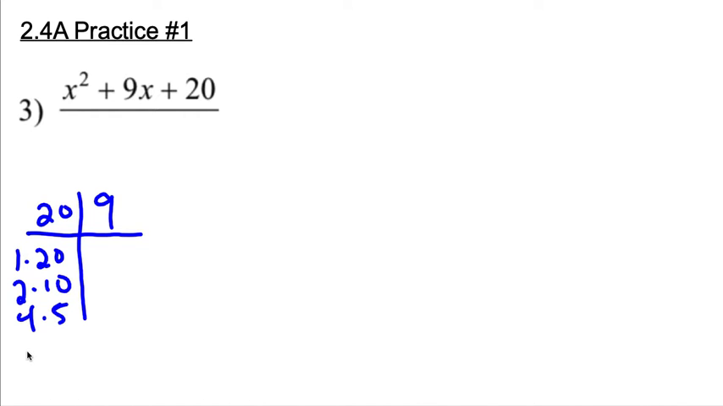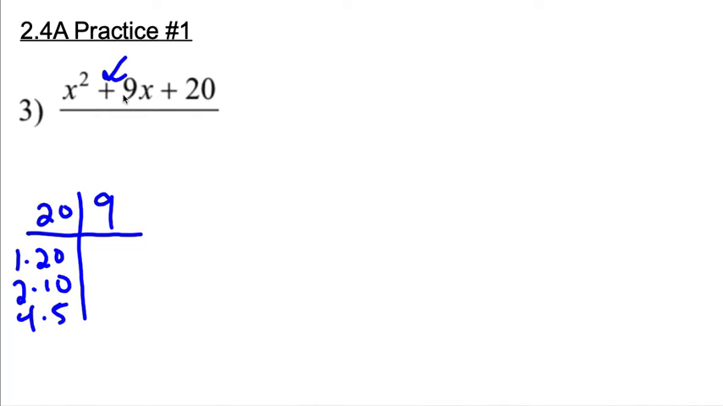Now, because this multiplies to give us a positive number, that means your factors have to be the same, so either both positive or both negative. How do we know whether they're both positive or both negative? We look at our middle sign. Since that is positive, that tells us that all of our factors have to be positive.